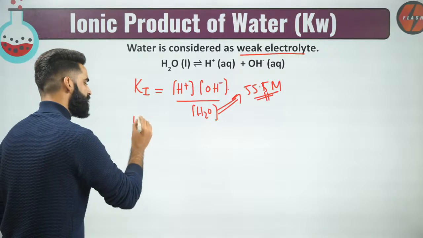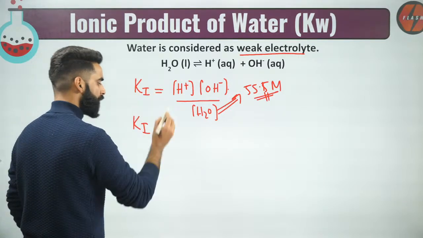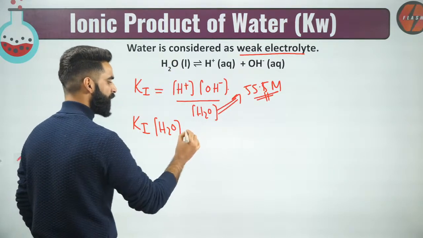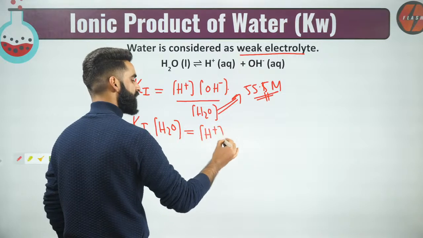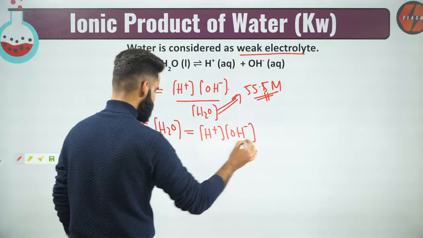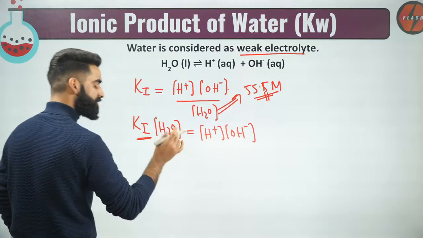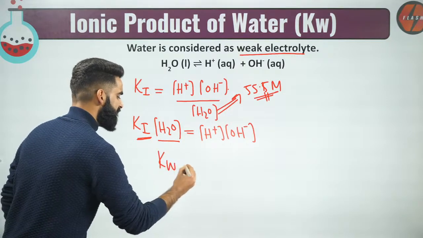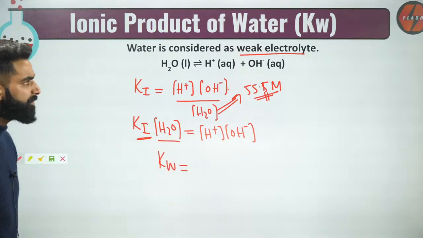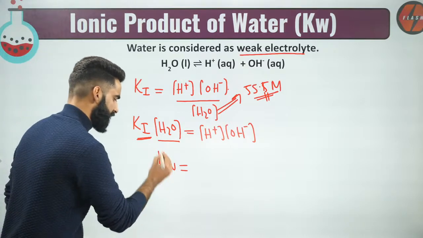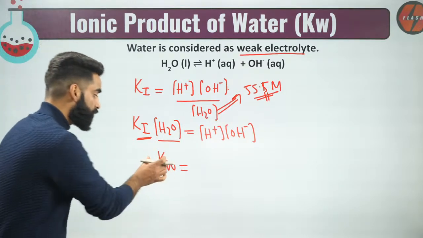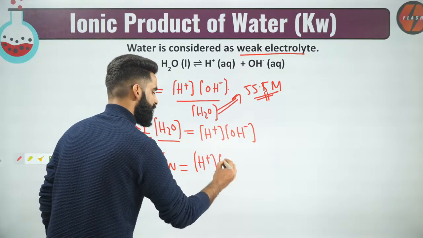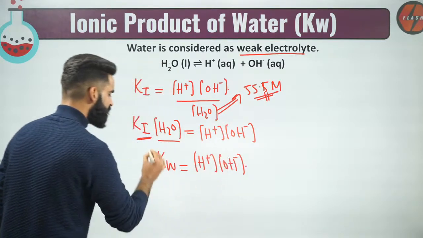Now, people, if I simply multiply the ionization constant of water with the concentration of water, which is a constant whose value is 55.5, I'll get concentration of H positive multiplied by concentration of OH negative. See, guys, ionization constant is a constant. Multiplication of two constants is again a constant, which is what we call Kw, where Kw is the ionic product of water. Kw is what we call the ionization constant of this water. Kw is simply concentration of H positive multiplied by concentration of OH negative. So I got the value of Kw right here.